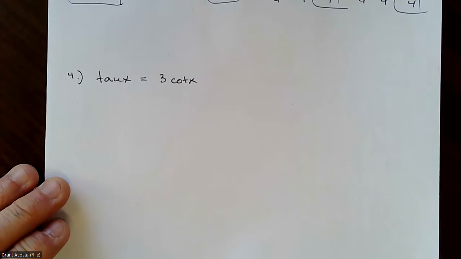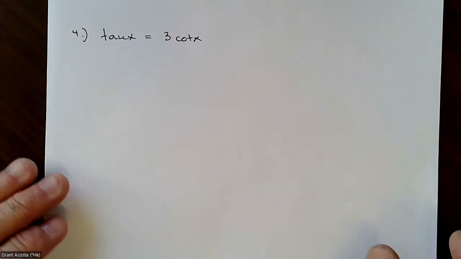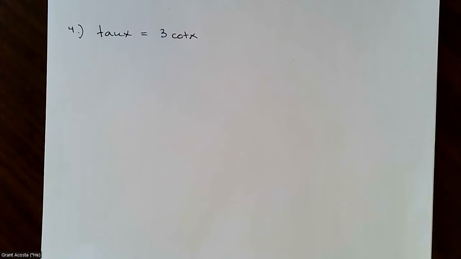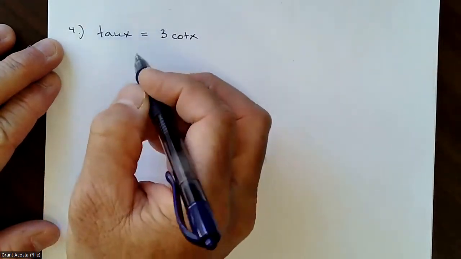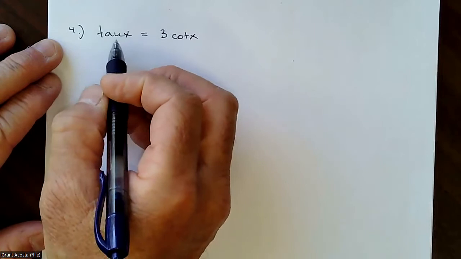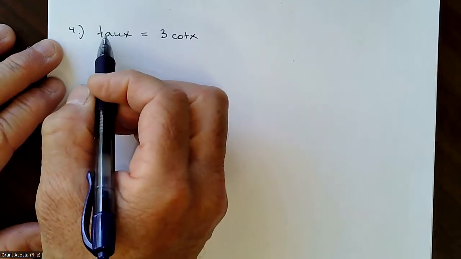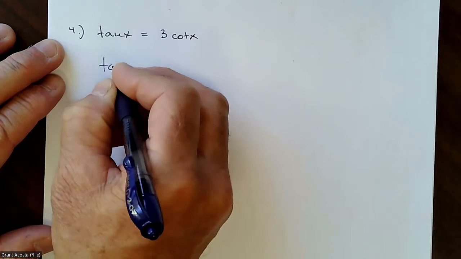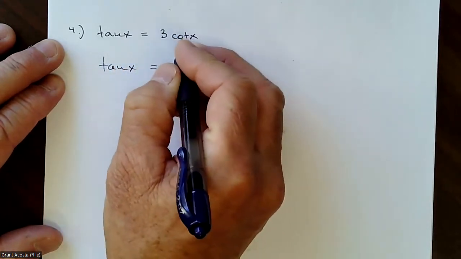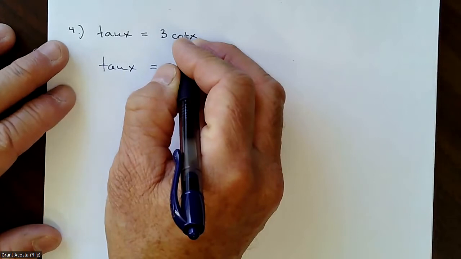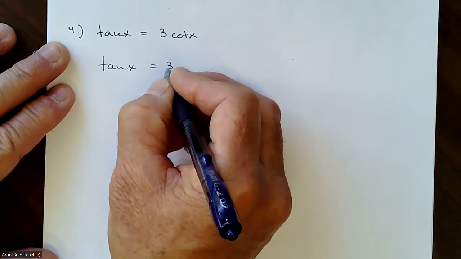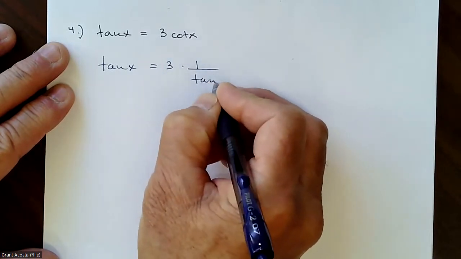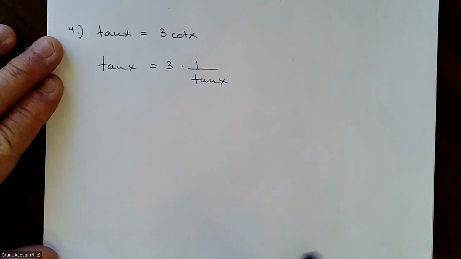All right, let's keep going here. Tan x equals 3 cotan of x. How am I going to solve that? Well, we have seen I can change things to sines and cosines. We've done that before when we were simplifying expressions. I could go that route. I could also notice that cotangent is the reciprocal of tangent. So 3 times the cotangent of x is the same thing as 3 times 1 over tangent of x.